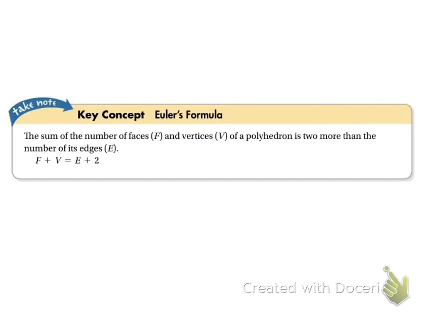Okay, so there is a formula about faces, vertices, and edges. And this is called Euler's formula, not Euler's. I know that's what it looks like it's spelled, but it's Euler's formula. Okay, and it's given here. If we add the faces and the vertices, that's the same thing as the number of edges plus 2. Okay, so let's put that to use.